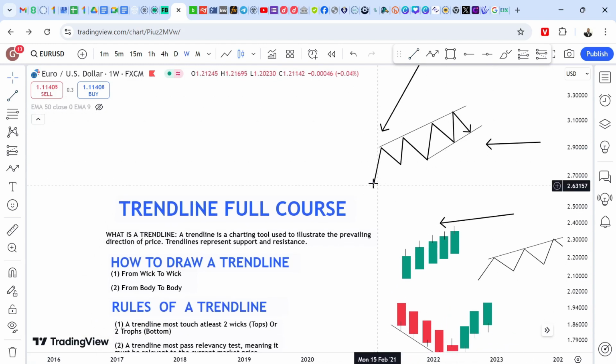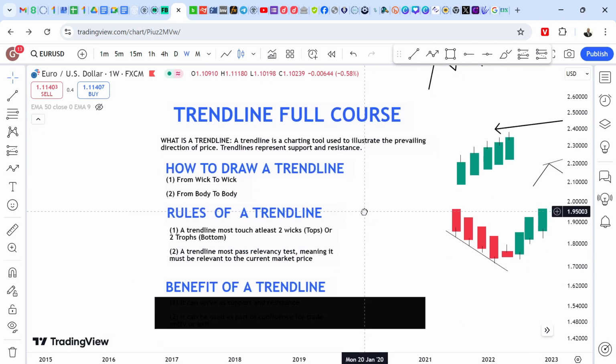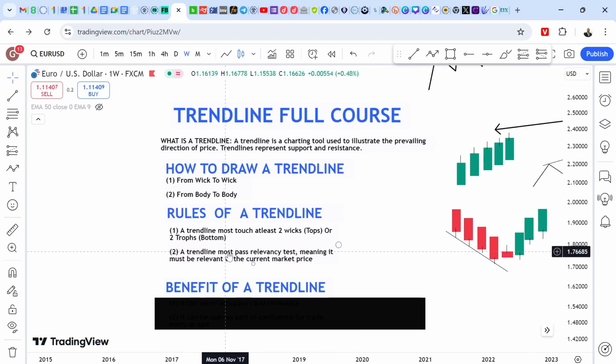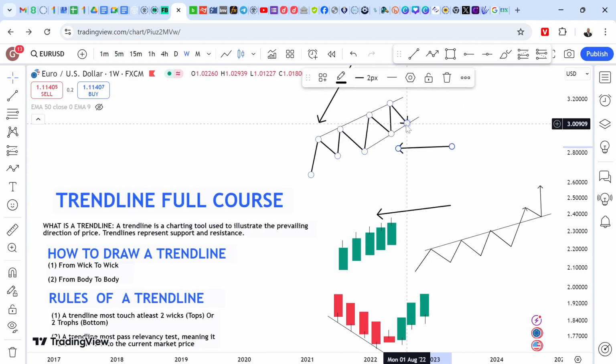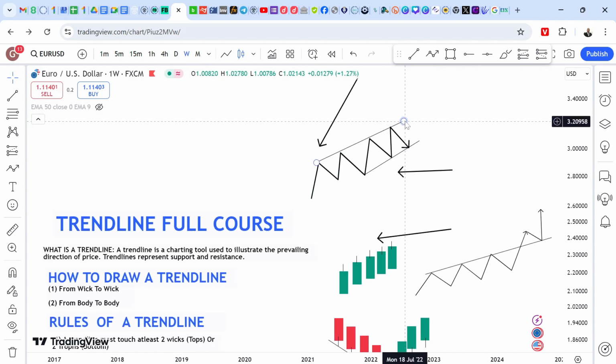All right. Now let's move on. Another rule is that a trend line must pass the relevancy test, meaning it must be relevant to the current market price. Now, by this diagram, you will notice that price is currently here. This is the top, this is the bottom, right? And my trend line is on top of the current price. So this is the current market price. All right, did you see that?